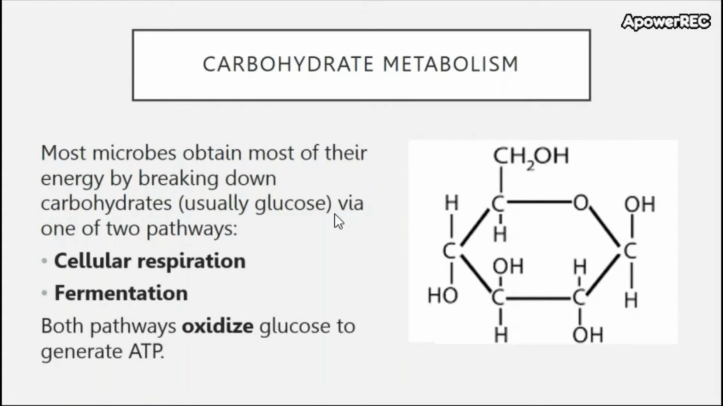To oxidize glucose, in layman's terms, is to decrease the amount of hydrogen bonds and carbon-to-carbon bonds and increase the amount of carbon-to-oxygen bonds. So the ultimate terminal product here would be CO2, or molecules that have a higher ratio of oxygen to carbon. In this process, we produce ATP.